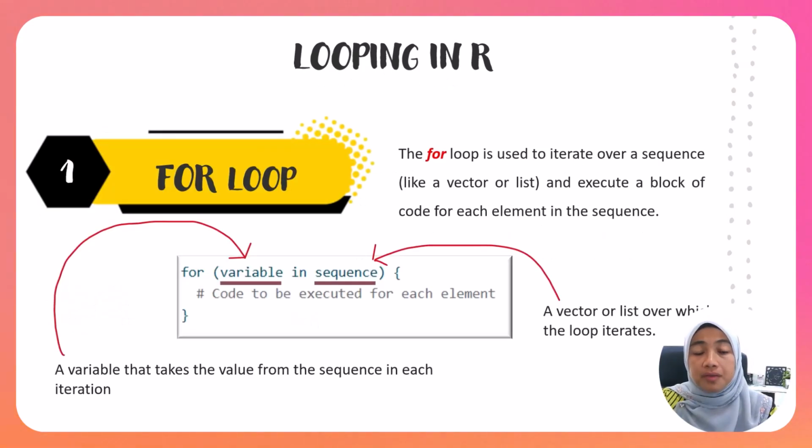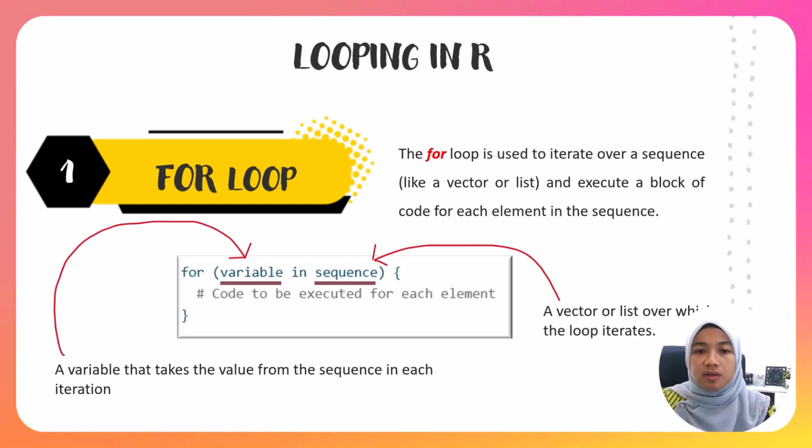There are five types of looping. The first type is the for loop. The second one is the nested for loop. The third one is the while loop. The fourth one is the repeat loop. And the last is the next loop. Alright, let's look at the first type of looping, the for loop.